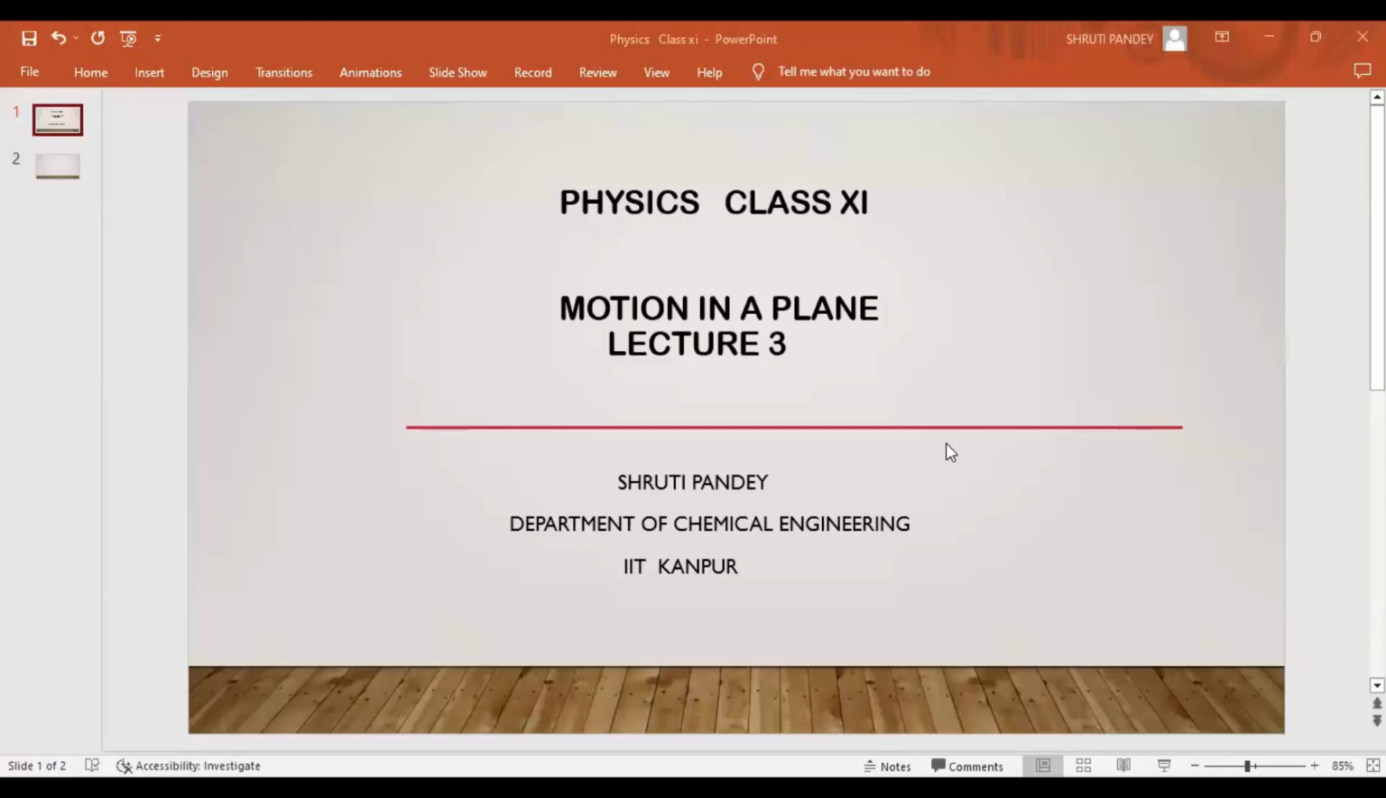So this is the third lecture for our topic motion in a plane. Let's quickly go through the topics that were discussed in the last lecture to maintain the continuity. We started with the equality of vectors, that when two vectors are said to be equal, that is A is equal to B. Then we also covered the addition and the subtraction of the vectors, and you must remember that we covered the triangle law of addition and the parallelogram law of addition.